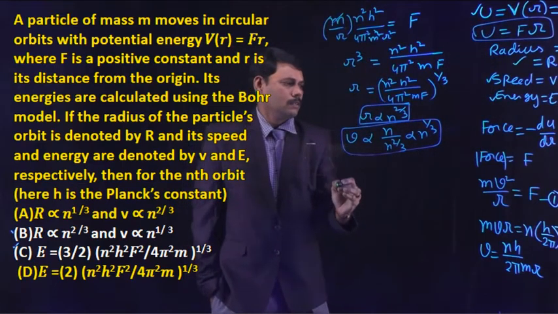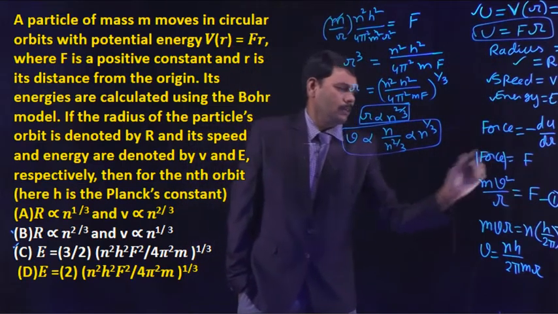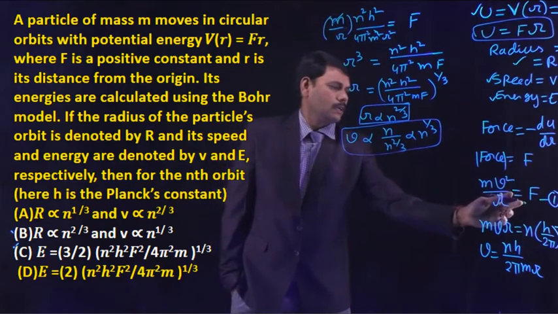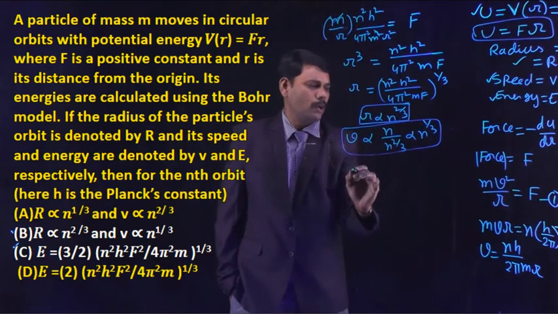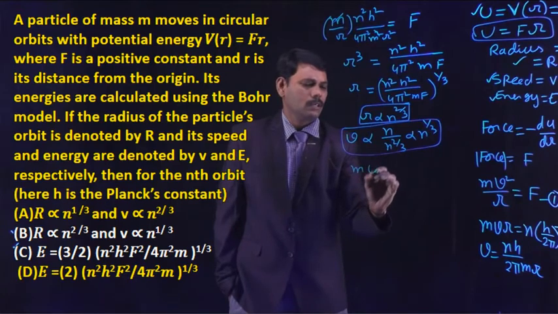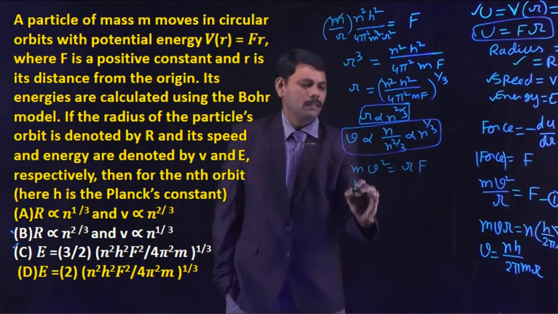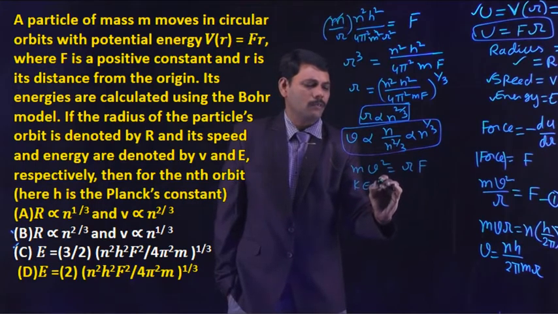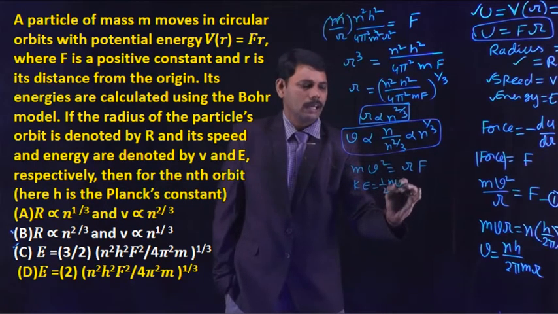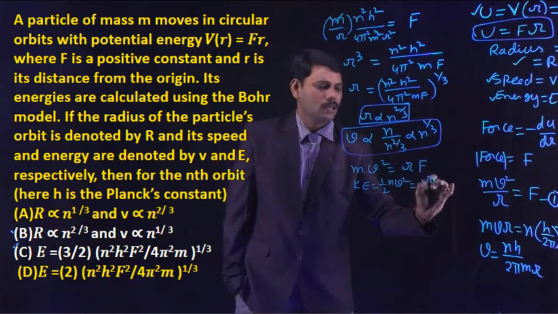Then mv square by R is equal to F. Coming to the first equation, mv square by R is equal to F, so mv square is equal to R into F. Then kinetic energy is equal to half mv square. We know that kinetic energy is half mv square, that is Rf by 2.